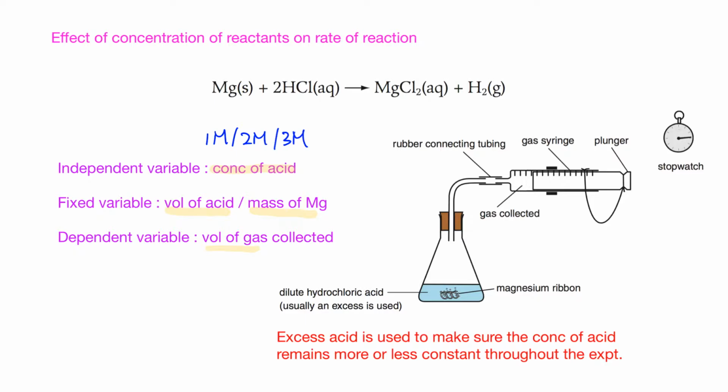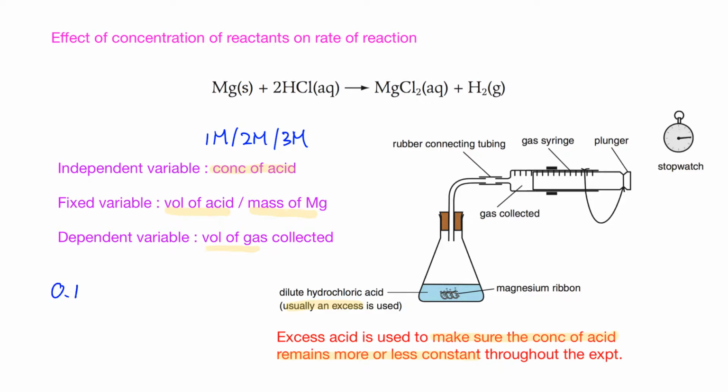One thing I want to draw your attention to is that normally the acid that we use will be in excess. And actually it's not only in excess but also at a very high concentration, because we want to make sure the concentration of acid remains more or less constant throughout the experiment. What do I mean by that? I'm going to put it in numbers so it will be easier for you to understand.